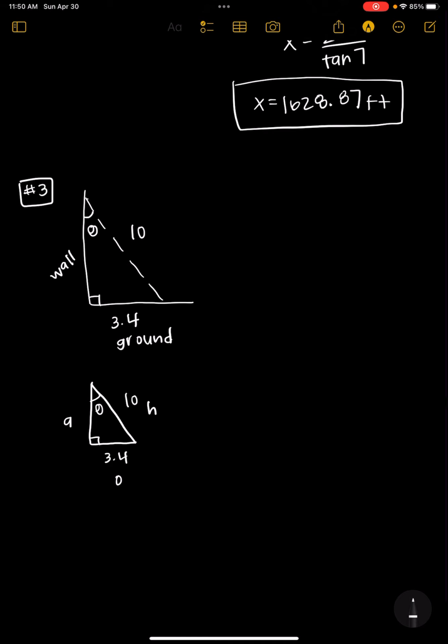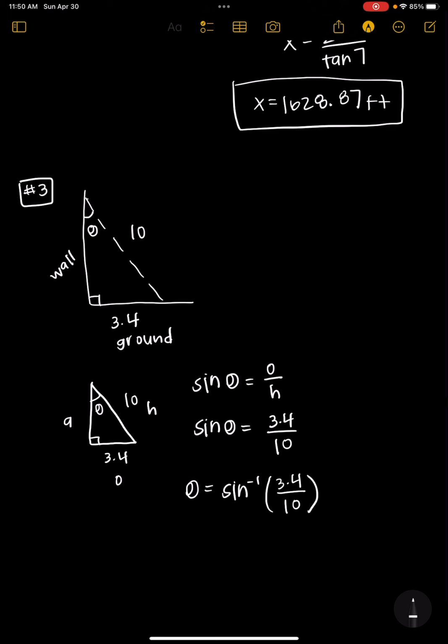And then we have opposite and hypotenuse, which means we're going to use the trig function sine. So sine theta is opposite over hypotenuse. Let's plug in what we know. So we'd say sine of theta is equal to 3.4 over 10. To get theta by itself, we have to do the inverse sine. So we'd say theta is equal to the sine inverse, or sine to the power of -1, of 3.4 over 10. And now that's something that we can plug into a calculator.